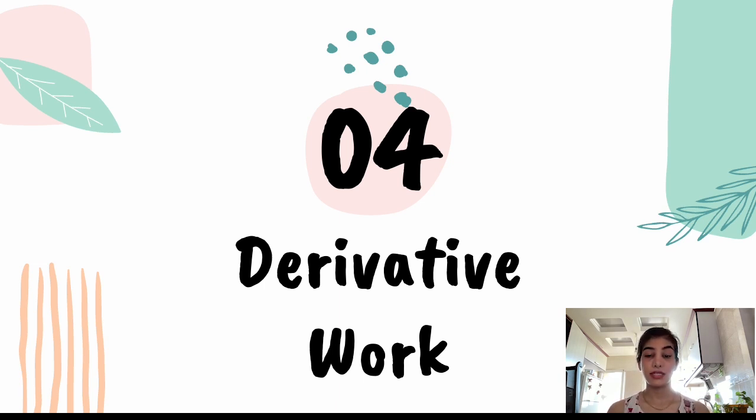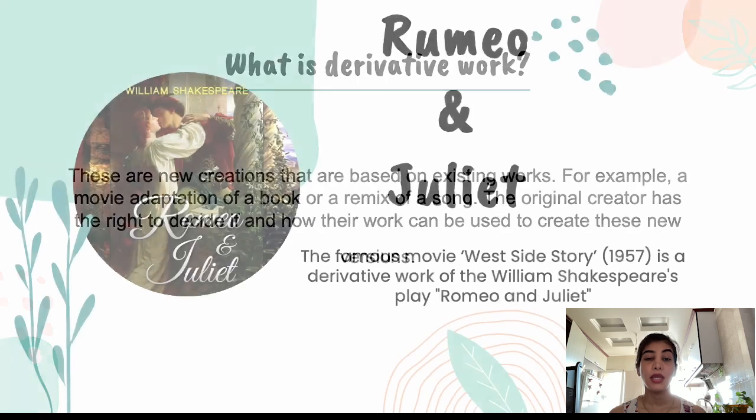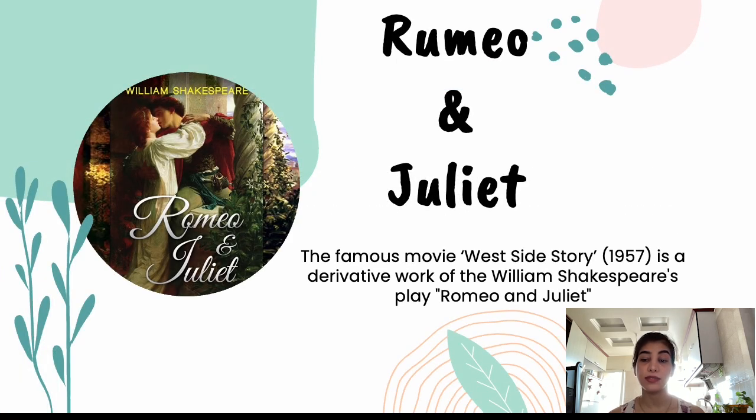Number four, derivative work. What is derivative work? As we already touched on a little bit, you know that derivative work is any work that is based on an original one. For example, you make a movie based on a book, or you make a remix based on an original song. The movie or the remix is going to be called derivative work. Another example is the famous movie West Side Story, which is a derivative work of William Shakespeare's play Romeo and Juliet.